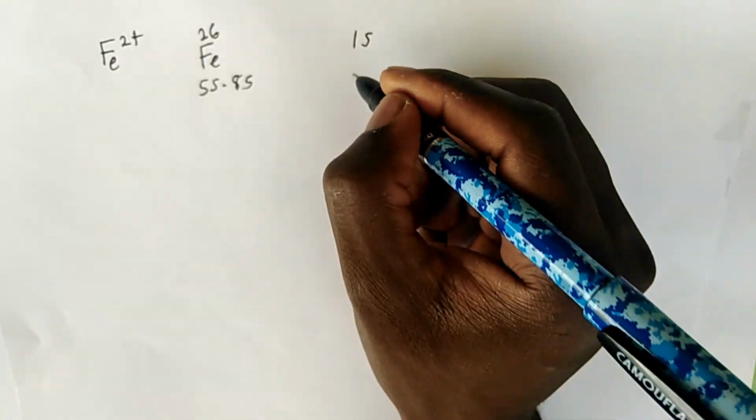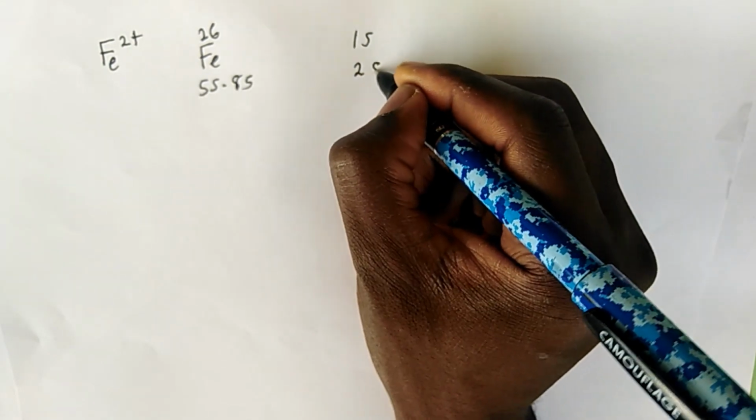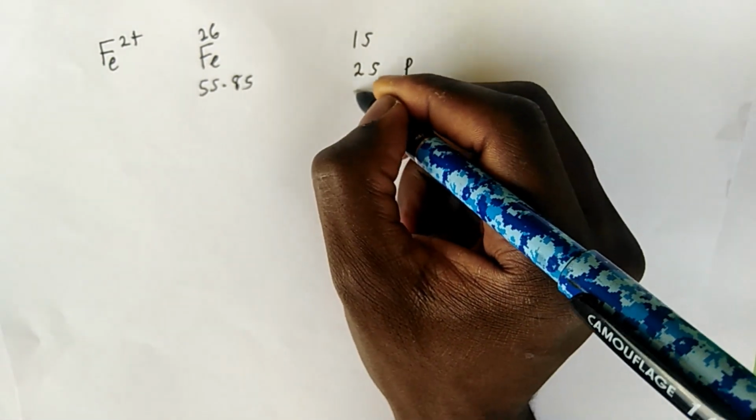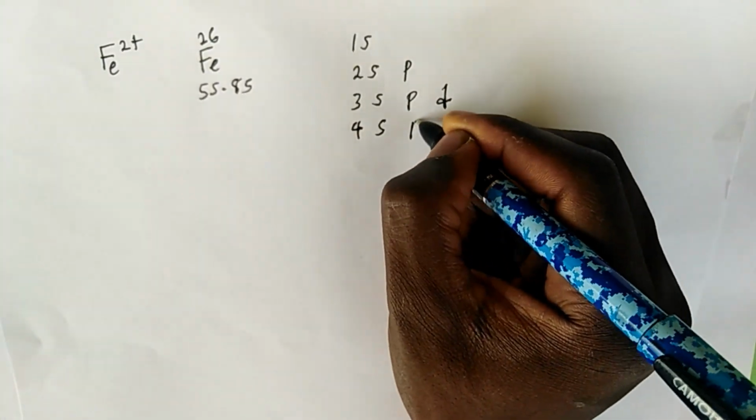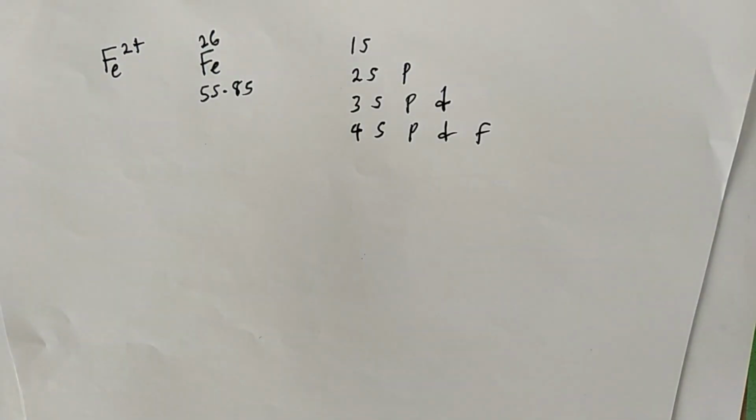55.85, right? Now, to write the electronic configuration, we have 1s at the first energy level, second energy level we have s, p, third energy level we have s, p, d, the fourth energy level we have s, p, d, and f, right?